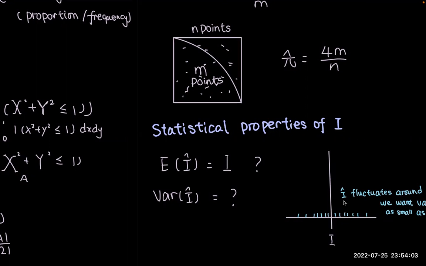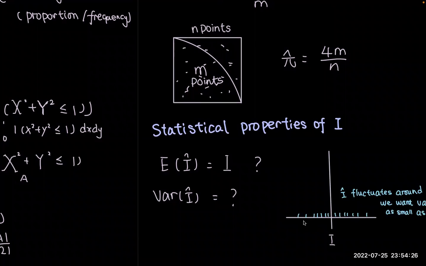Then each one of you will get an I hat. So if I do a scatter plot of all the I hat you get, hopefully it fluctuates around the true unknown constant I. And hopefully the magnitude of the fluctuation, which can be measured by the variance, or you can also take the square root to get the standard deviation because the variance is in squared units.